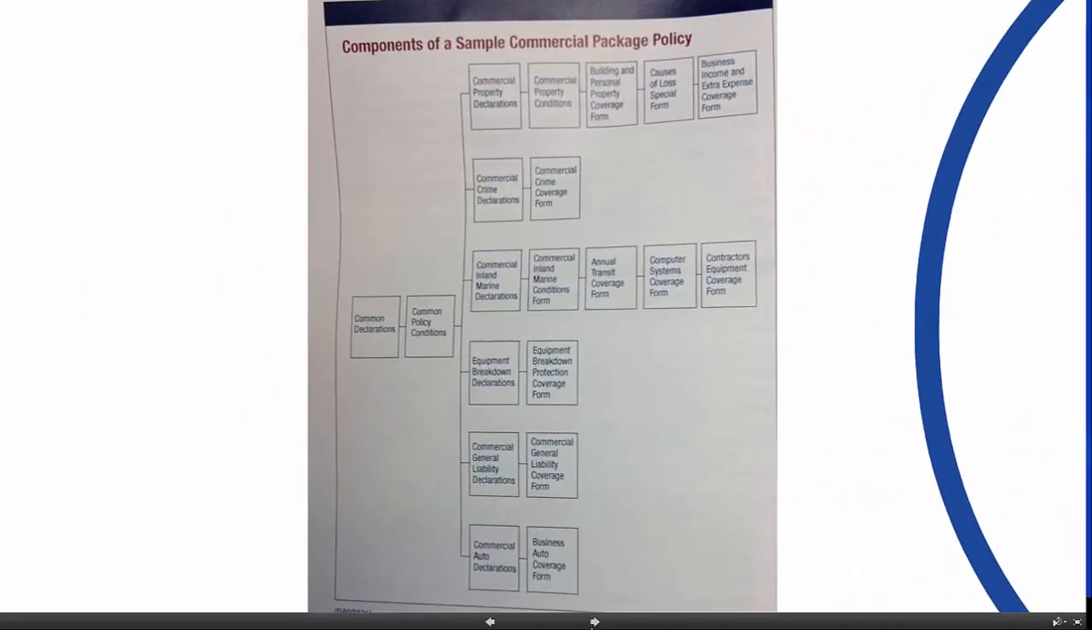Let's start by looking back at the components of a sample commercial insurance package policy. Remember that we've covered commercial property, commercial crime, commercial inland marine, equipment breakdown, and commercial auto. The last thing to cover is the commercial general liability form.